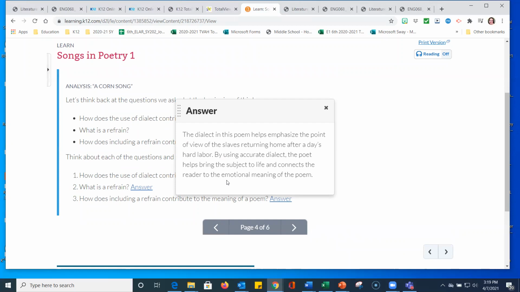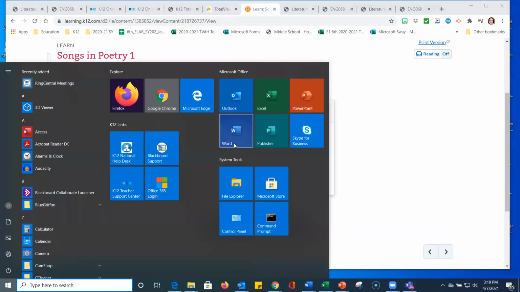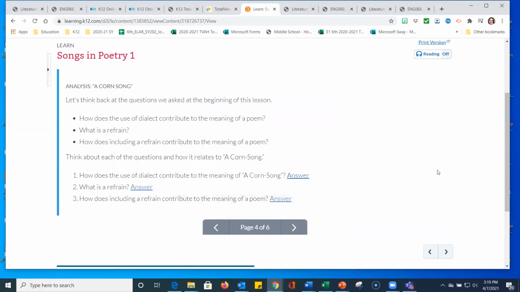Again, there's not going to be a quiz over this one, so I'm not going to create a review document, but if you would like, you can always click on the windows, click on Word, and create a review document like we've done in the past. And I would put these 3 in if you're going to do that.